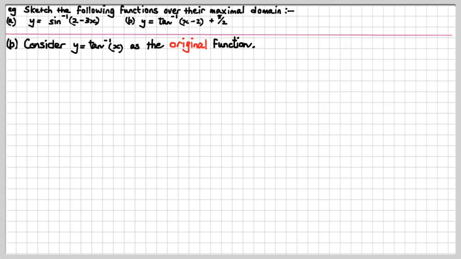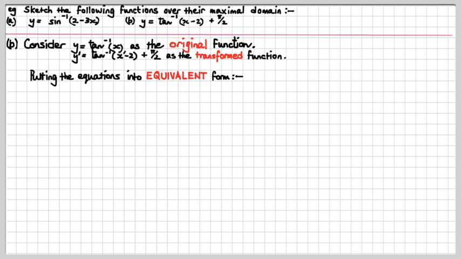It doesn't have a lot of logic behind it, and I'd prefer to use the logical technique. So what I'm going to do is the logical technique, so you really learn what you're doing and understand it properly. So y dash, transformed y, is equal to inverse tan of x dash minus 2, transformed x, plus pi/2. Put them in equivalent form.